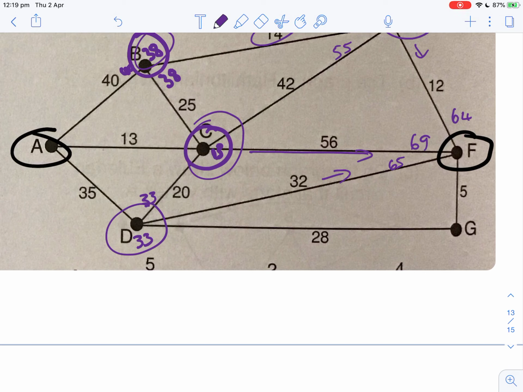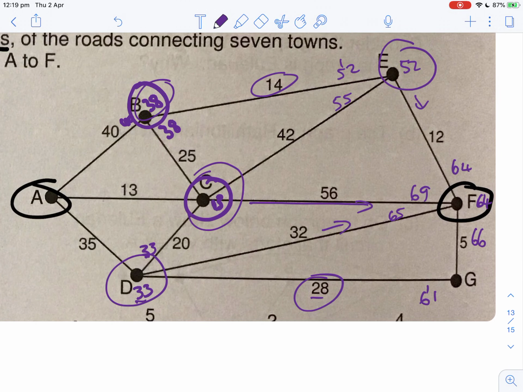To get to G, 33 plus my 28 here. So 3 and 8 is 11. Carry my 1. Then I've got my 3, 4, 5, and that 1 is 6. So I've got 61 if I went there. And adding my 5 would give me 66 up here. So my shortest distance is going to be that 64, and then I need to show that path.